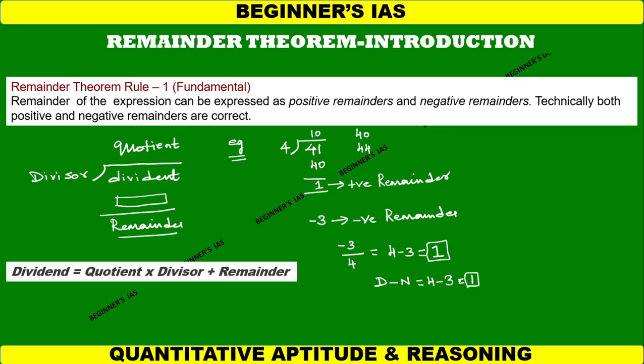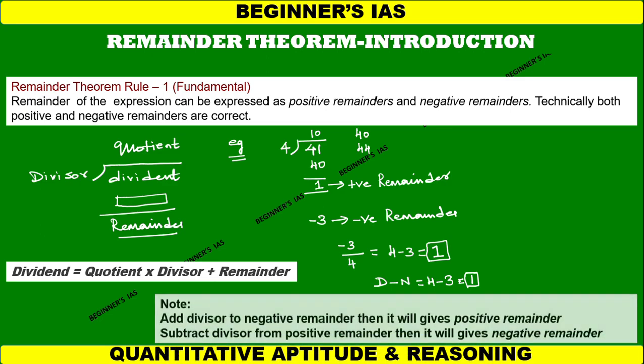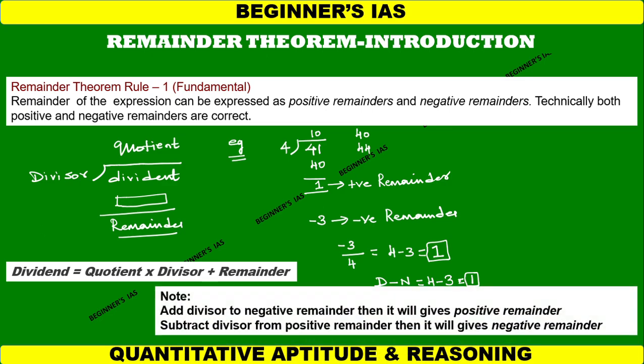And I will give you one more additional piece of information. See, add the divisor to the negative remainder, then it will give you a positive remainder. Shall we check that? Yes. Here the divisor is 4, and what is the negative remainder? The negative remainder is minus 3. Just add these two things. You will get 1 as the resultant. That 1 is nothing but the positive remainder. Then what about the second one?